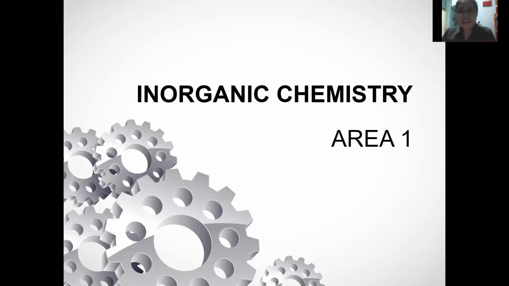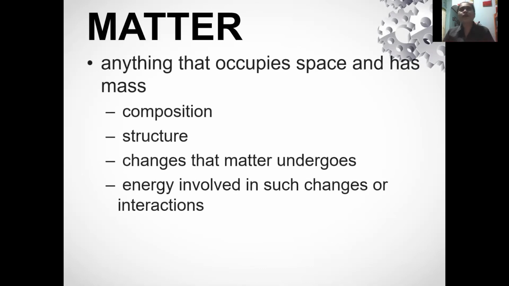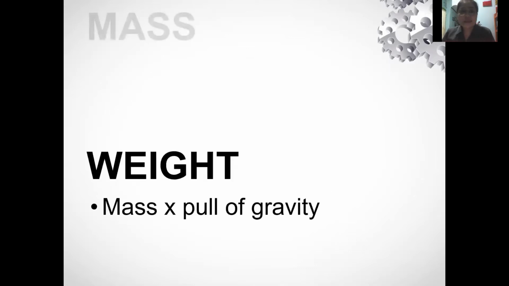So we had inorganic chemistry last time. We defined what chemistry is. So do not forget that it's the study of matter, all about matter, including its composition, its structure, their properties also, and then the changes that matter undergoes. So we also defined matter. When you say matter, it's anything that occupies space and has mass.